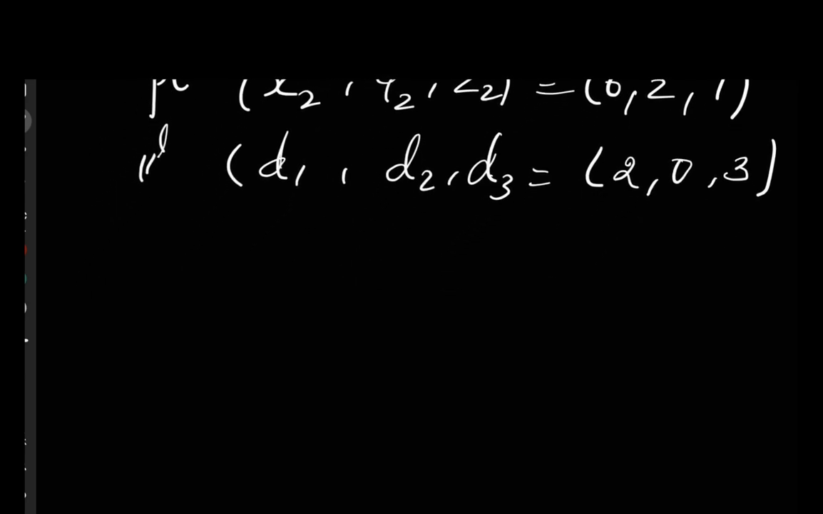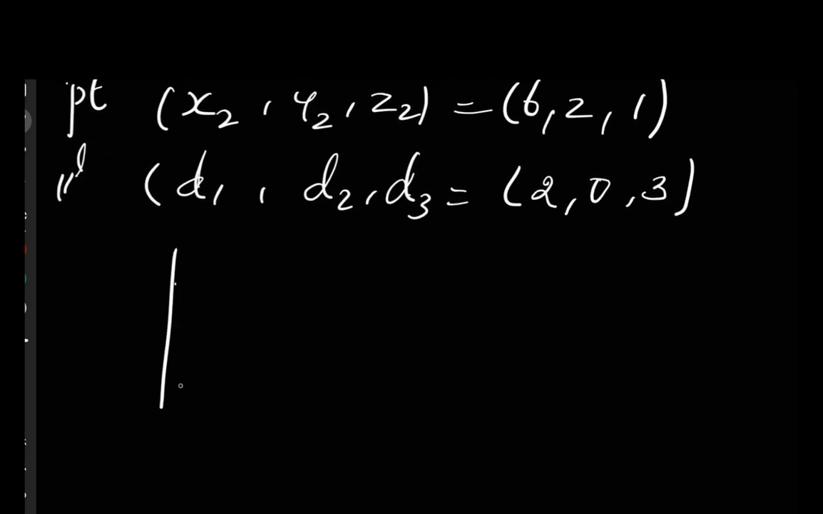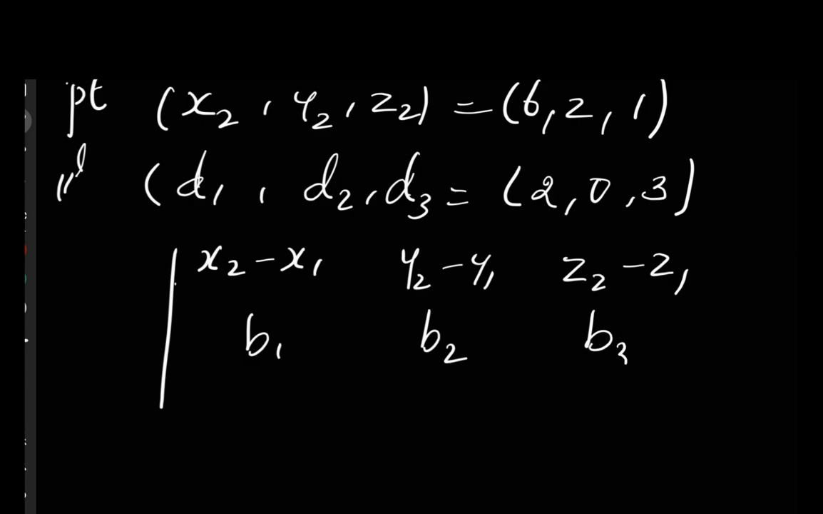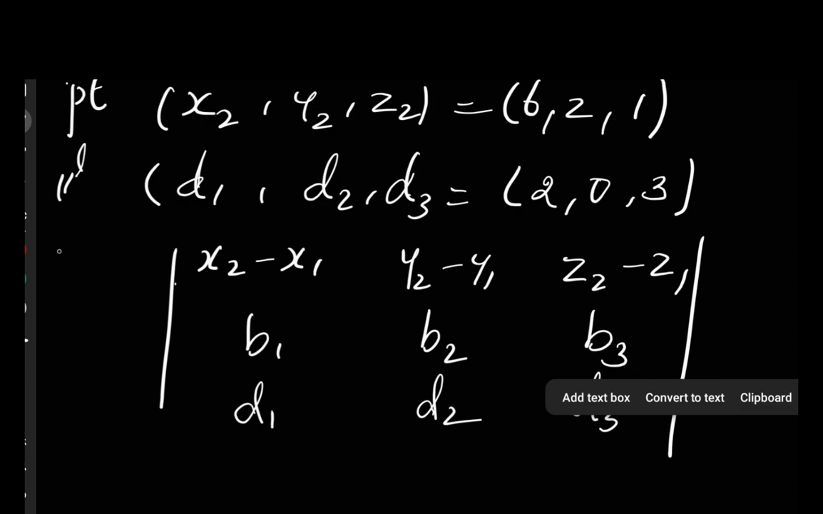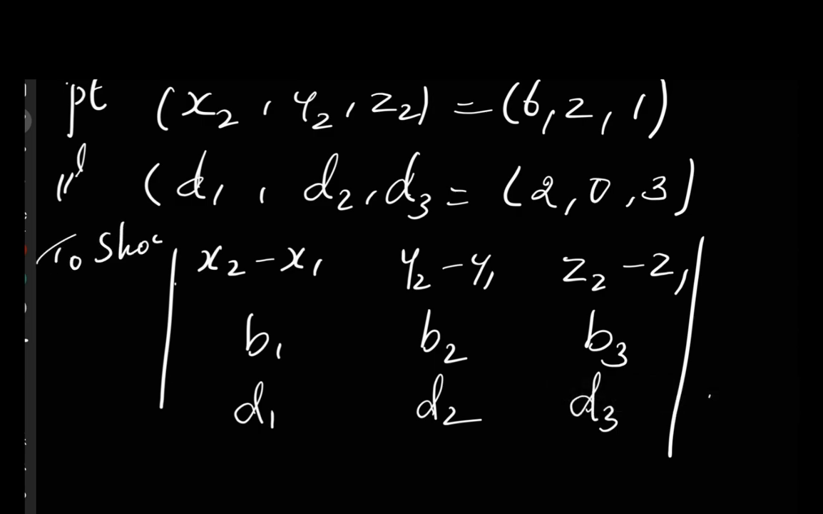Okay. So the condition to show the given lines are intersecting is that you have to show the determinant with rows x2 minus x1, y2 minus y1, z2 minus z1, then b1, b2, b3, then d1, d2, d3 is equal to 0. I have to show this is equal to 0.